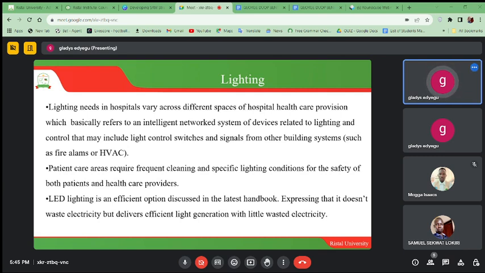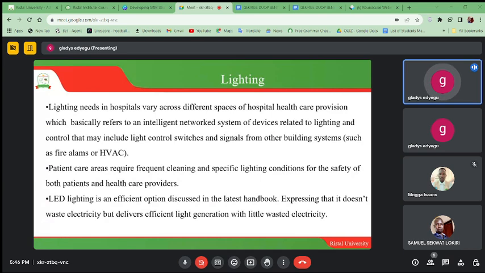So lighting is very key. We need it in different spaces where we are providing our services in healthcare. And when we need lighting, we also need the switches, which help us to switch on and switch off when we need. During the day we have the sun, which gives us normal lighting, and during the night is when we need this lighting. We also need the signals, like the fire alarms, so that they can inform us during such occurrences. Then we also need the HVAC.